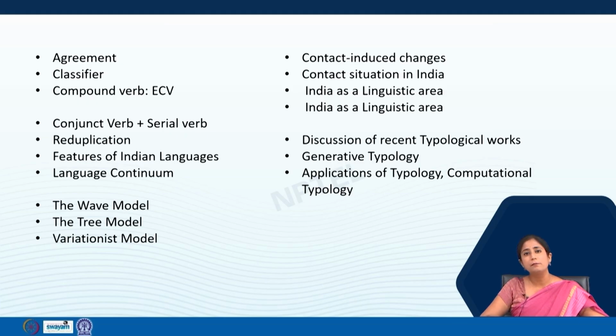Computational methods have made our work a lot easier, so we can easily get the structures, and we can easily map them. So how do we take help of computational methods to explore or study typology, and how can computational typology actually help in creating various applications? We will also explore those fields. I hope you will enjoy this course.